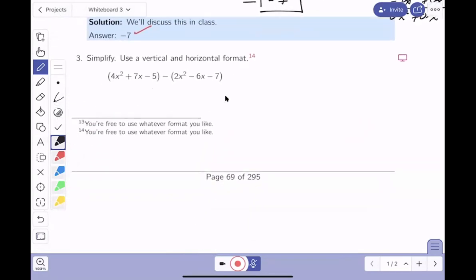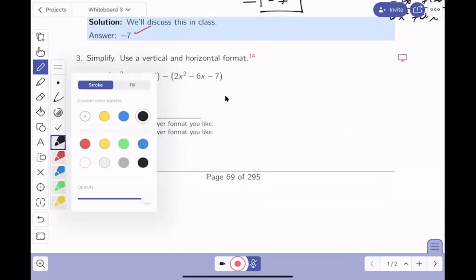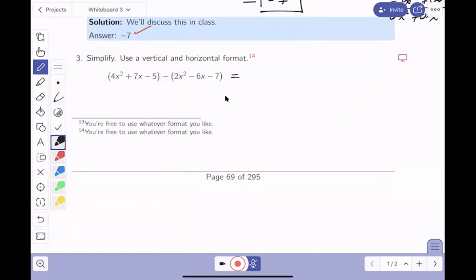All right, let's do this one over here. And again, when I'm doing these things, there's two ways to do it. One is horizontally, which I prefer, and I'll do that one step at a time. So what do you see? 4x squared minus 2x squared. What would that give me? 2x squared. Let's keep moving. 7x minus a minus 6x would be 7x plus 6x, which is 13x. Going to keep moving left to right. Minus 5 minus a minus 7 is really minus 5 plus 7, which can be plus 2.